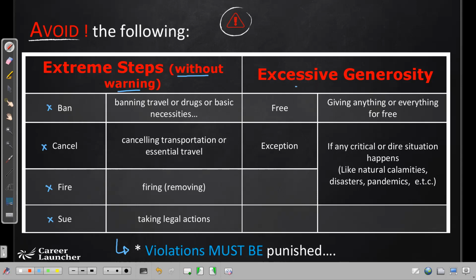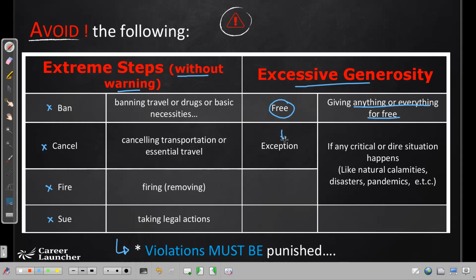Also, excessive generosity. Don't give things for free. I mean, ideally, practically, administratively, free things are unviable, and therefore keep in mind, we are not here for charity. So giving anything or everything for free is not a viable, ideal course of action. Try to keep in mind that we are administratively involved and we are looking at it from an administrative point of view. So just be careful while suggesting these courses of action. They should not involve any free elements.